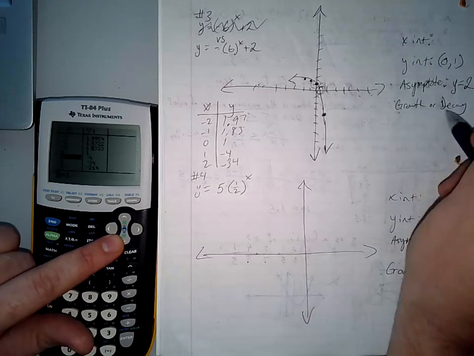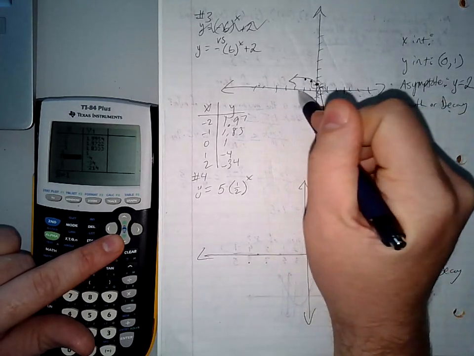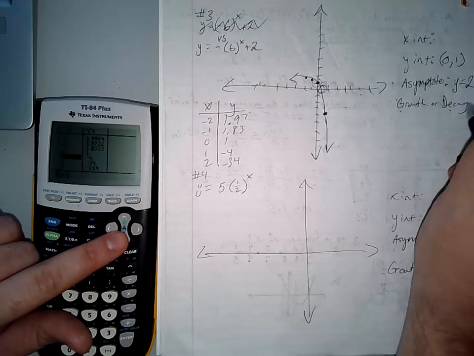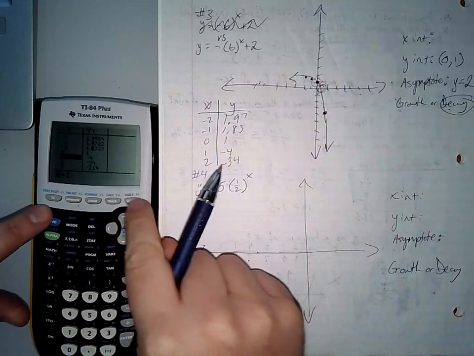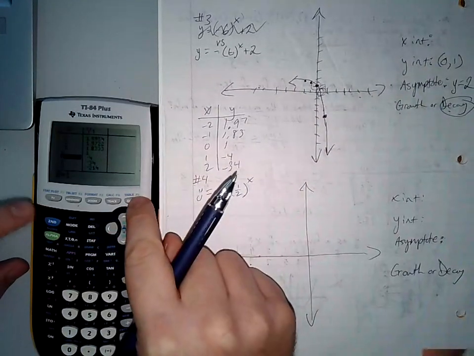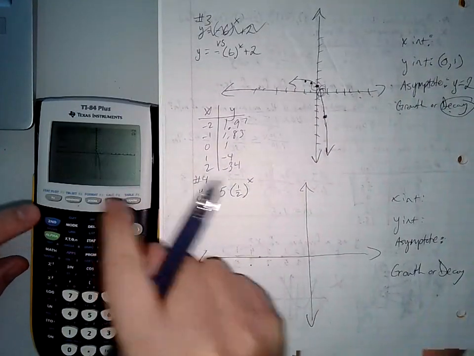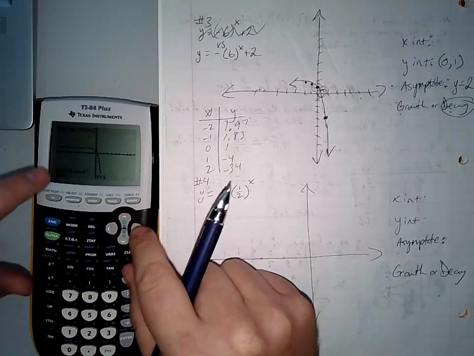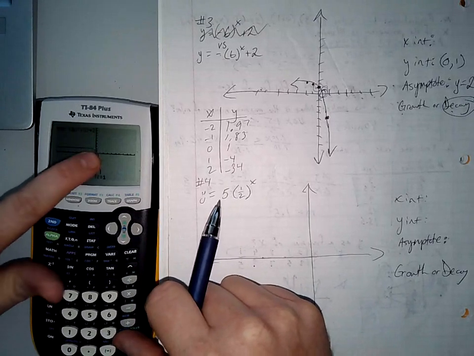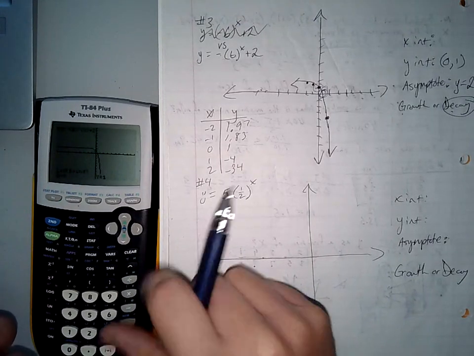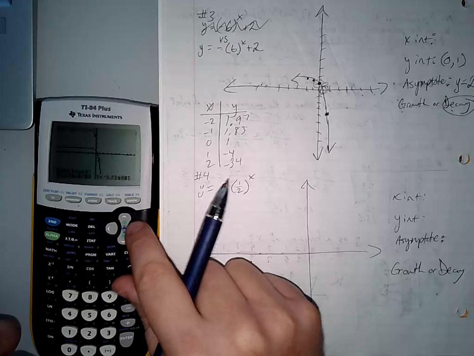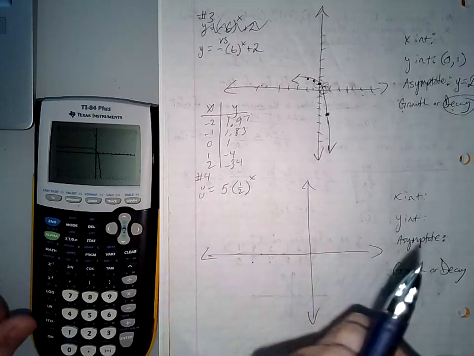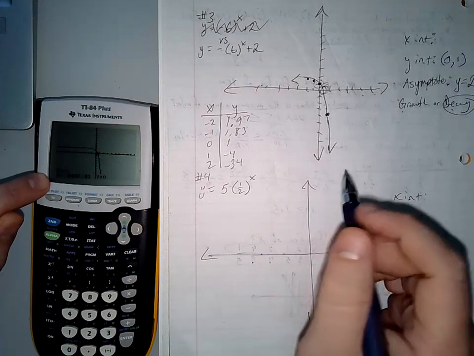Is this going to be growth or decay? Well, when we're moving from the left to the right, is it getting smaller or is it getting bigger? It is getting smaller, so it is decay. Now, how do we find out what that value is? If you recall, we can use our second calc feature to find our zero. And then we want to do the whole left bound, right bound thing. To the left of that x-intercept, yes. To the right of that x-intercept, yes. Guess about what that x-intercept is, and then it tells me it's this crazy number right here.